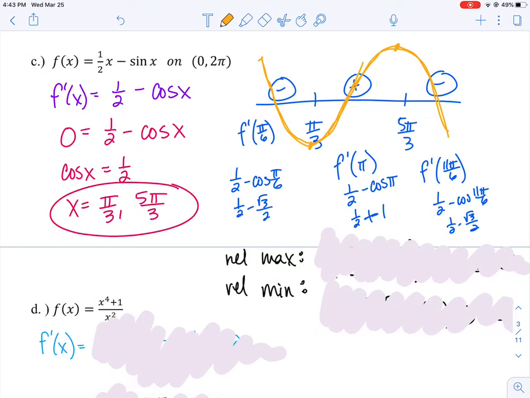So remember, we want to plug in those x values into our original function so that we can find the point on my original graph where I have a minimum and where I have a maximum. So pause your video, plug in those values, and see what you get.